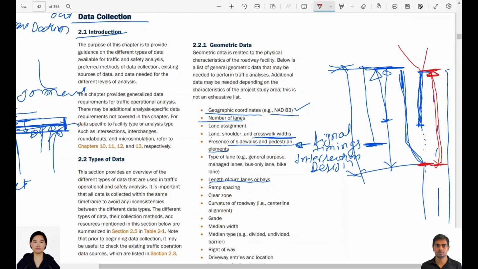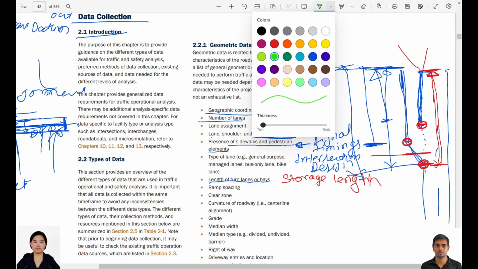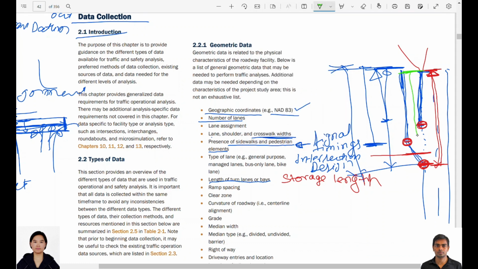However, when we are working on Synchro analysis, we measure up to the point where a vehicle can physically fit in. Many engineers measure it till here, many measure it till here, and few measure it till here. Ideally, for Synchro analysis, when we are looking at storage length within Synchro, based on experience, we should measure to where the vehicle can physically fit in, because if we try to fit the next vehicle in, it's going to end up in the next lane.